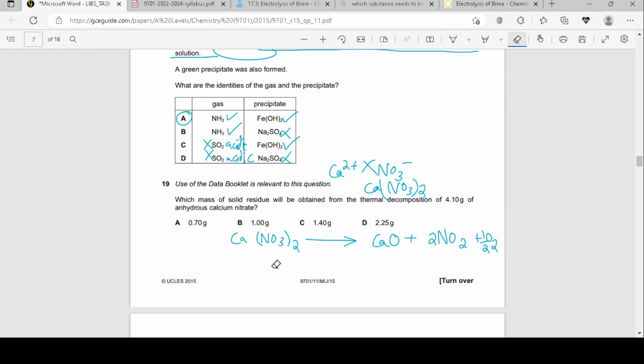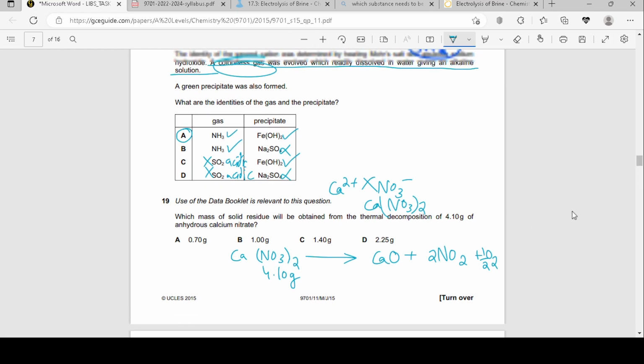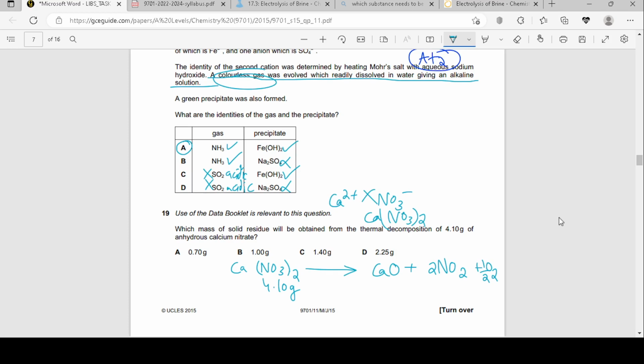Okay, so now what mass of solid residue will be obtained? I'm just going to say this is 4.10 grams, and I'm just using my periodic table, okay? I don't really like the 2022 to 2024 periodic table much. Although it's a good one, this is an old past paper, it's 2015, so I'm just using an old periodic table, okay? It's not that old, I mean, it's 2019. Anyways, that's not the point.